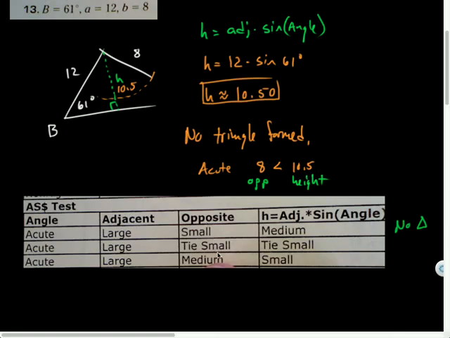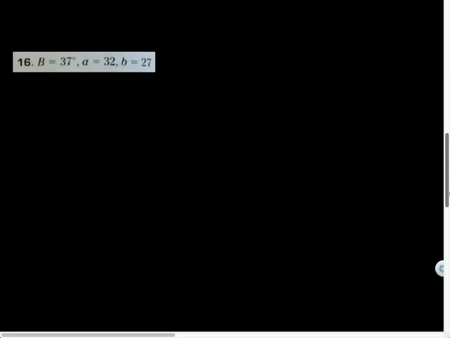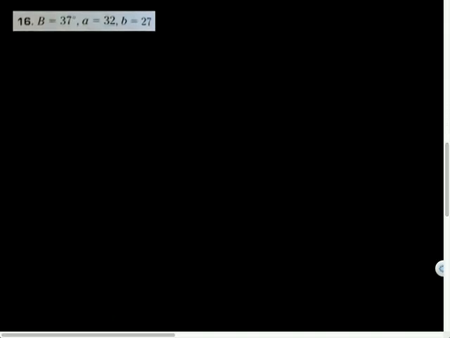If it's a tie between the opposite and the height, that's when it's a 90 degree angle, and there's one triangle. If the height is smaller and the opposite is the medium length, that's when there are two triangles formed, which is what we're going to talk about specifically in today's lesson. All right, so let's see if I can cruise through this for problem 16.